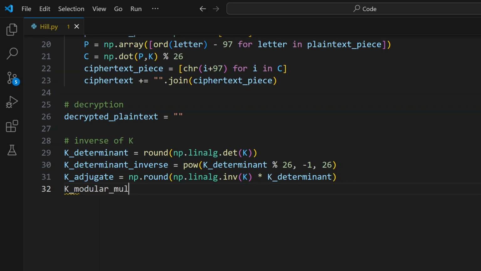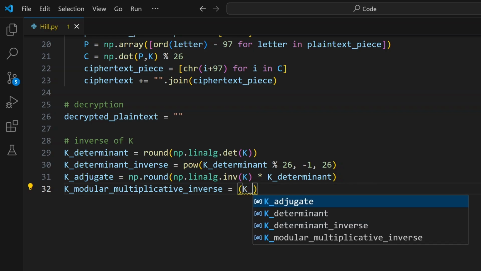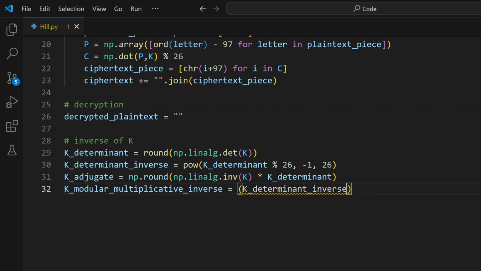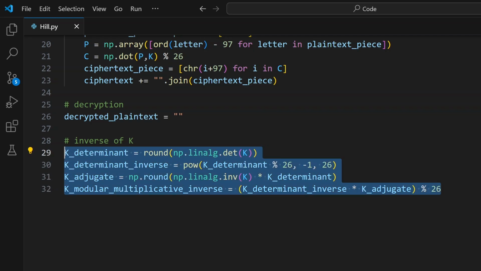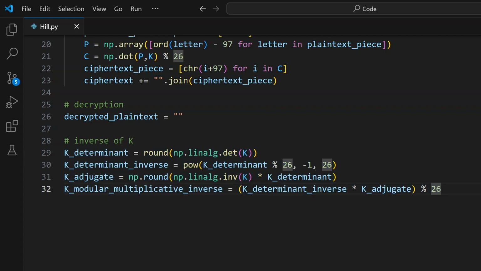Modular, because it's important to differentiate this. That name's too long, but at least it helps us to understand what we are doing. Okay, then this would be our determinant inverse multiplied by the adjugate. Once again, modulo 26. We now have K inverse after all of that, which is a bit crazy to me, but this is just what we have to do.